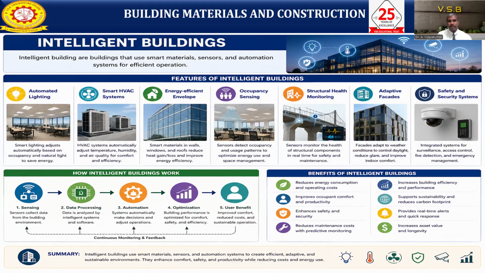And then we can go to this one. How does the intelligent building work? What is the principle behind this intelligent building? First, it is the sensor. After sensing, the data is processed, then automation happens, then optimization, then finally an effective decision. The user's benefit is the outcome. So it improves the comfort for the users, reduces the costs and gives sustainable operation. Everything happens within a fraction of a second.